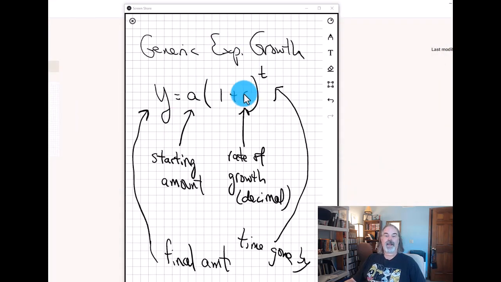Okay, so here we go. I have this ready. This is the generic exponential growth formula that was printed nicely on that summary sheet. A is the starting amount, R is the rate of growth, and T is the time gone by, and with those numbers in there we can crank out some final amount that we're after.